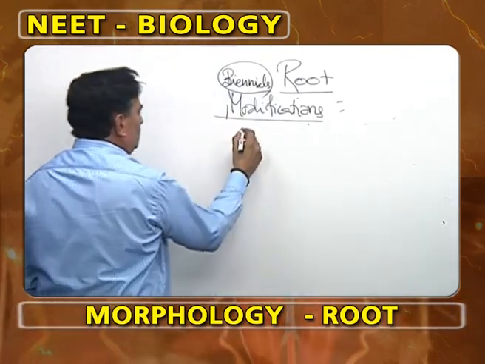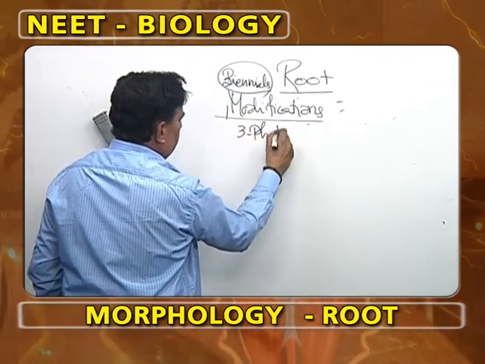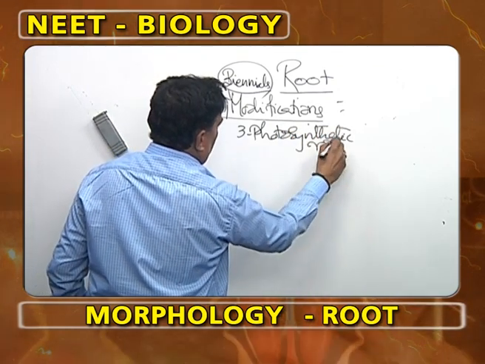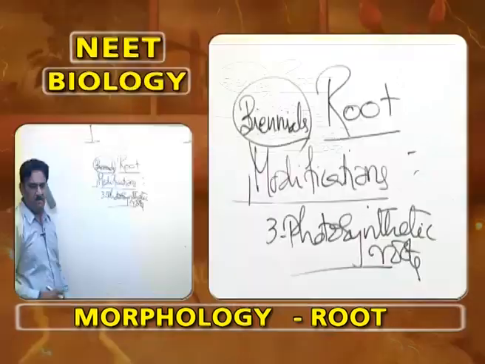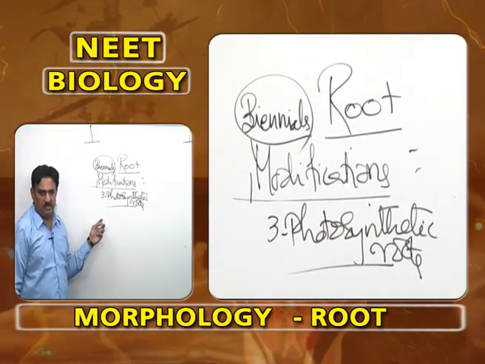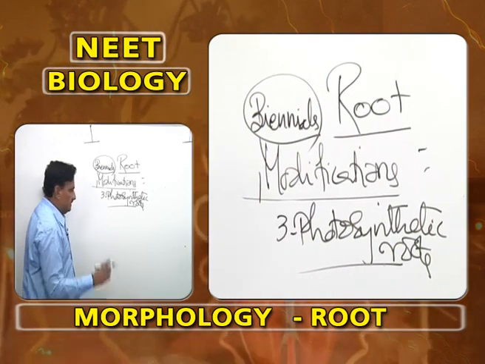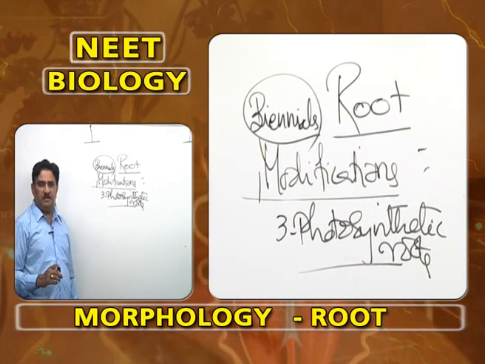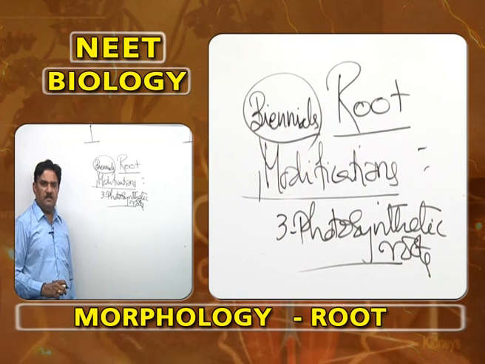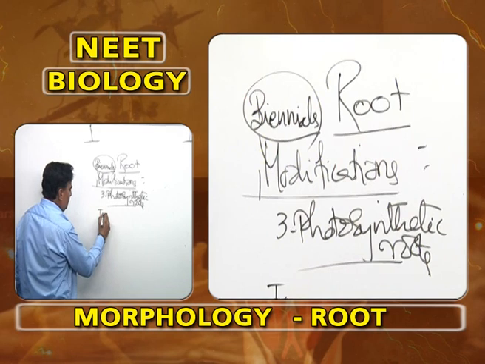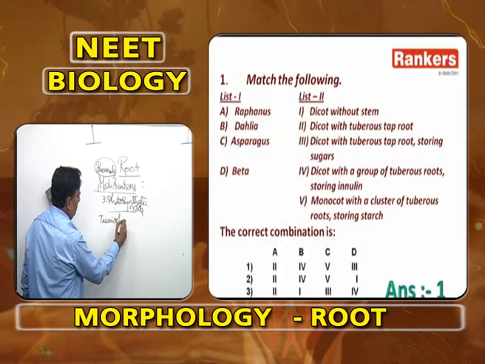Next comes photosynthetic roots. Normally, roots are brown in color. They do not possess any chlorophyll. Absolutely, they are not helping in performing any photosynthesis. But some roots get chlorophyll and perform photosynthesis. Best example is Taeniophyllum.